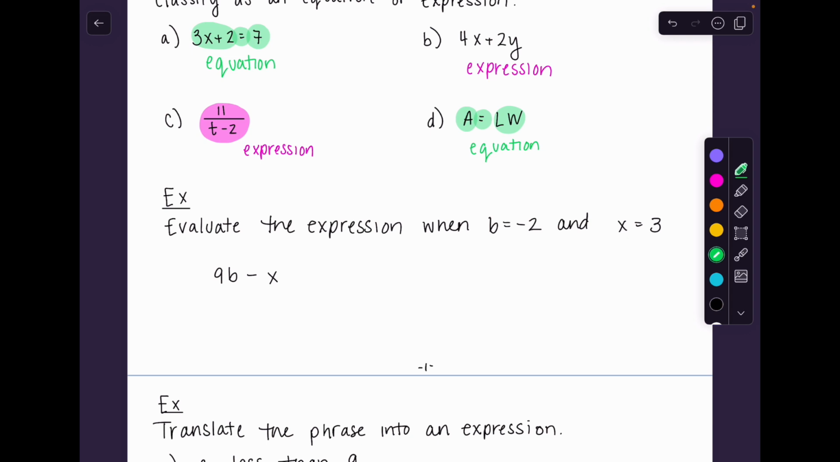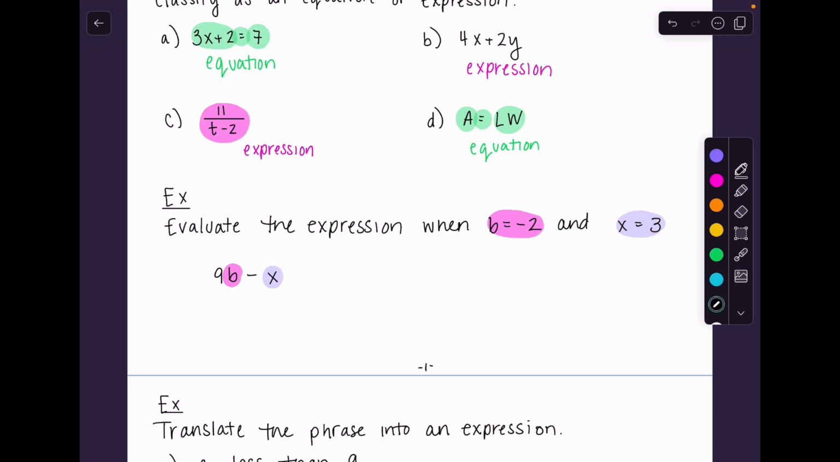So in this one, we want to evaluate the expression when b is equal to -2 and x is equal to 3. And the expression we're working with is 9b minus x. So again, this expression, b and x are quantities that can change because they're represented by a letter or a variable. We specifically want to look at the instance when the variables equal these numbers. So all that means I have to do is I'm going to replace my variable b by -2, and then I'm going to replace my variable x by 3.